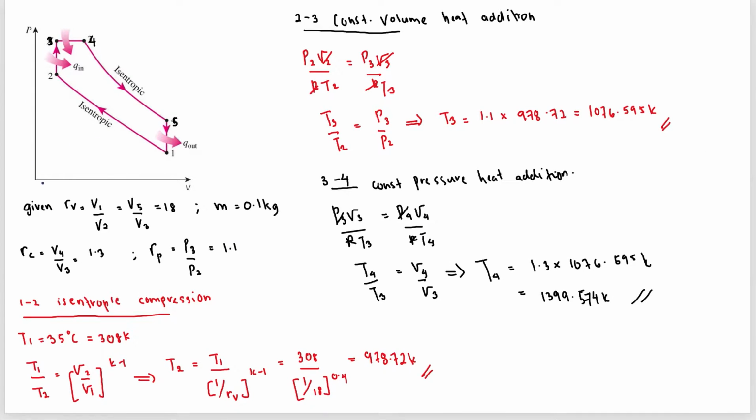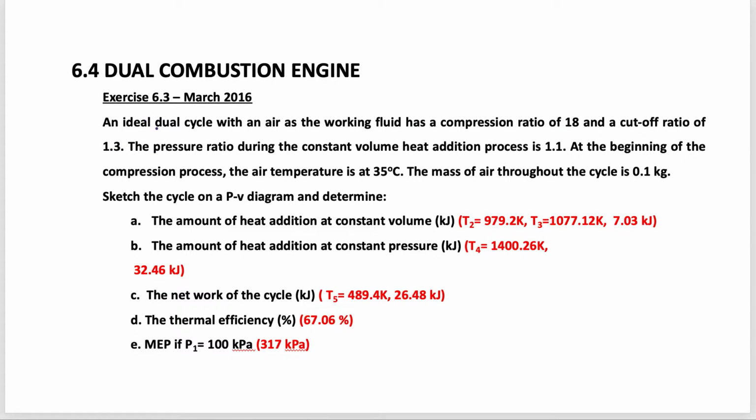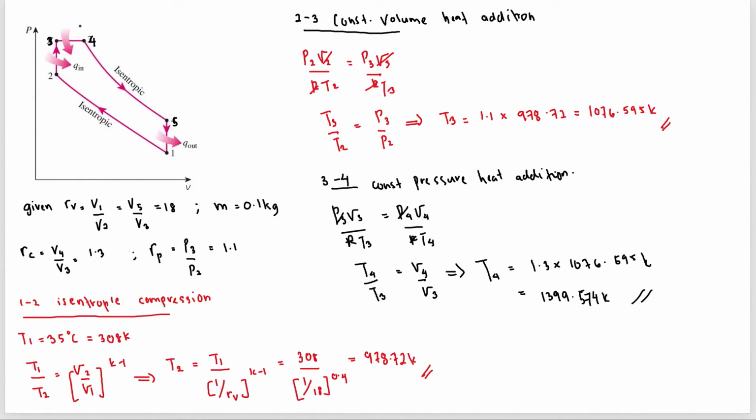Okay, so this is the PV diagram. Since this question mentioned the ideal dual cycle, it means that the heat addition occurs in two processes. One is at constant volume and one is at constant pressure.